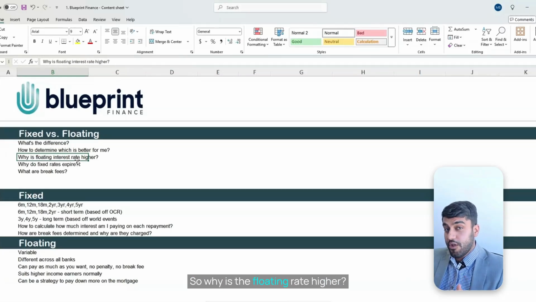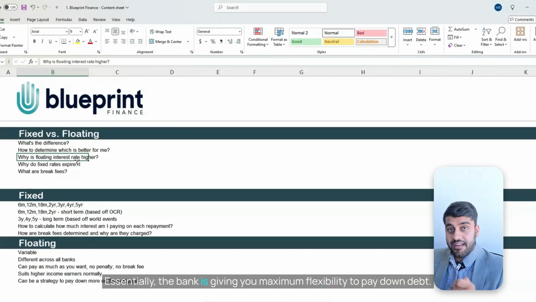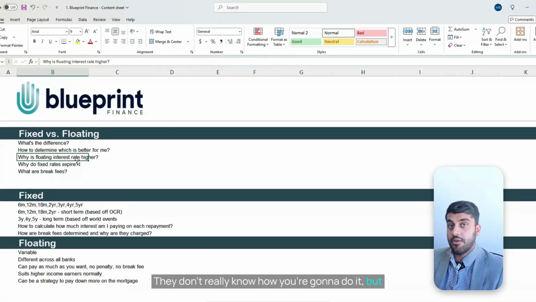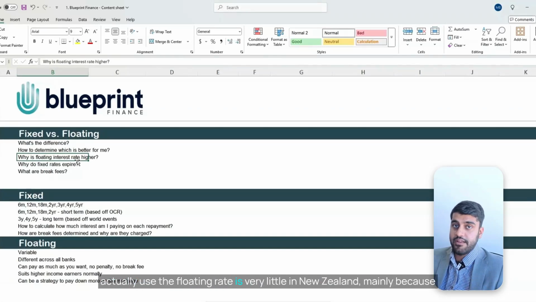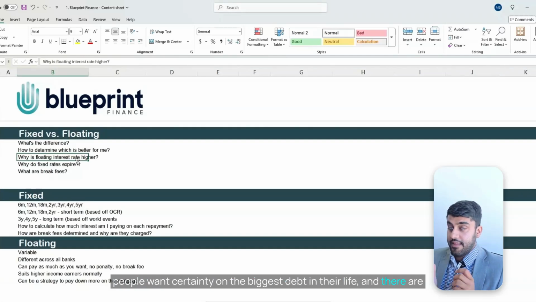So why is the floating rate higher? Essentially, the bank is giving you maximum flexibility to pay down debt. They don't really know how you're going to do it, but if you opt for it, they're going to make less money. So if they make less money, they will increase the rate that they offer you. The amount of people that actually use the floating rate is very little in New Zealand, mainly because people want certainty on the biggest debt in their life. And there are some players out there that are able to get around it because they earn high income. And that's who floating rate is rather suited for more.